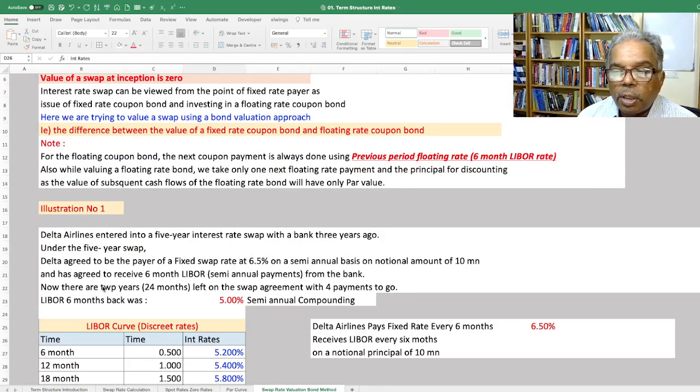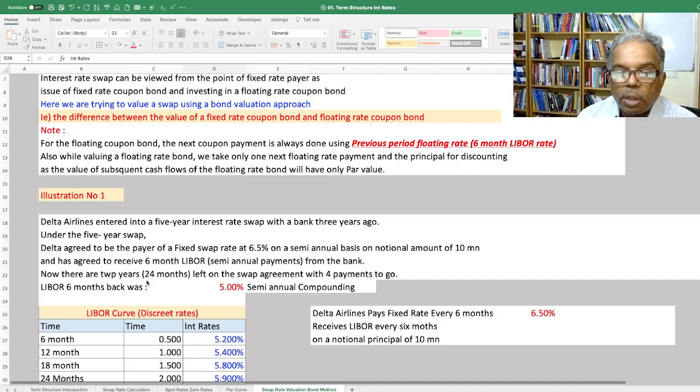Delta Airlines entered into a 5-year interest rate swap with a bank 3 years ago. Under the swap, Delta has agreed to be the payer of a fixed swap rate of 6.5% on a semi-annual basis on a notional amount of 10 million, and has agreed to receive 6 months LIBOR semi-annual payments from the bank. Now the balance period for the swap is 2 years. There are 24 months left on the swap agreement, with 4 payments left.